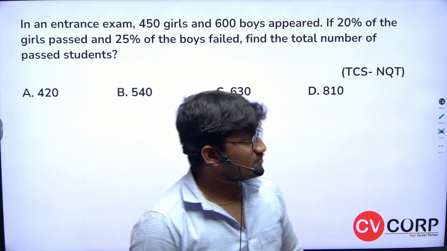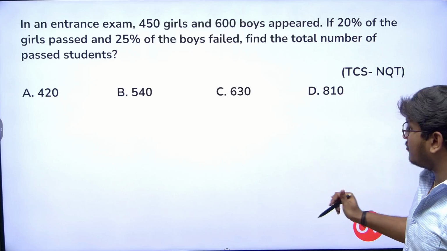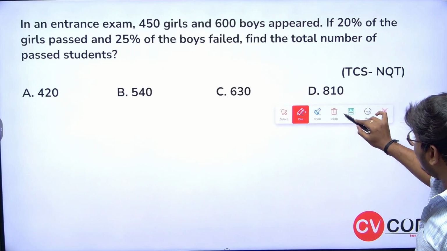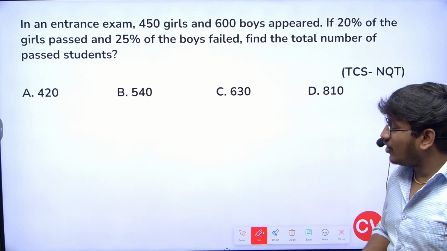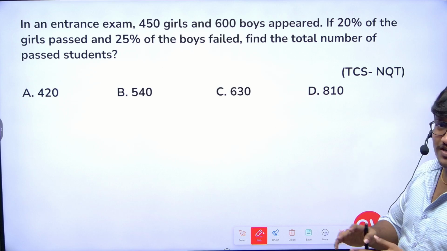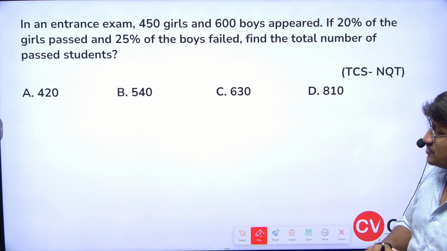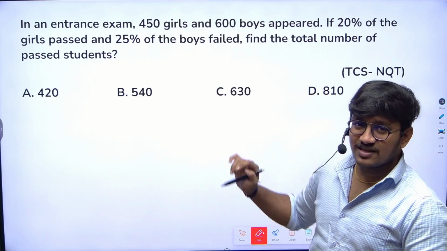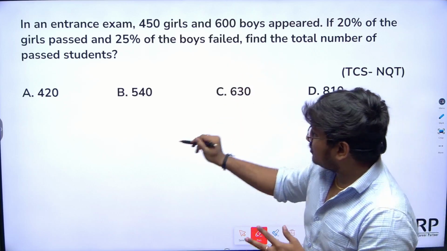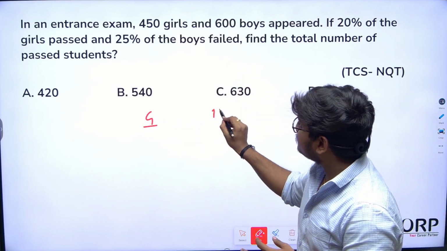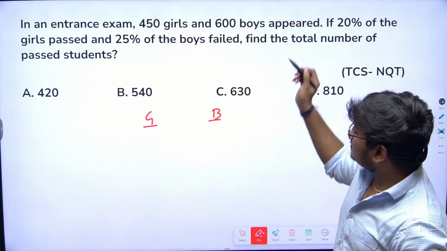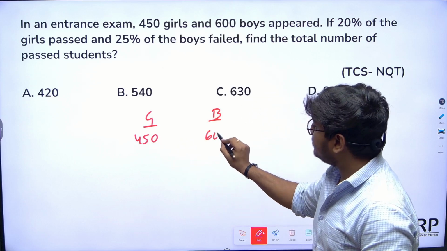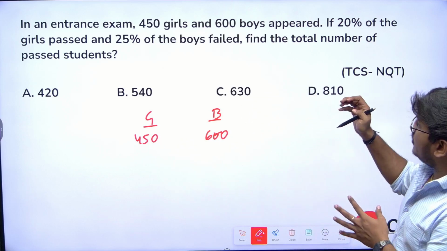Here, if you observe, this is a very basic question. Almost 3 options were posted in the chat box. Somebody posted 540, 630, and 810. In an entrance examination, they're talking about girls and boys. 450 girls and 600 boys are there. The total number of girls is 450 and boys is 600, who appeared for an exam.